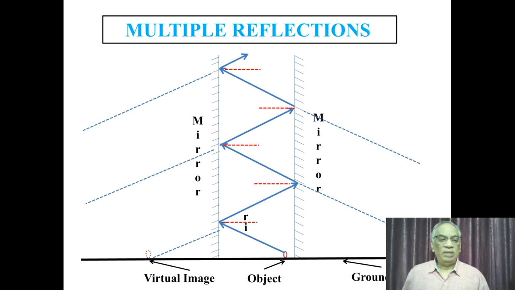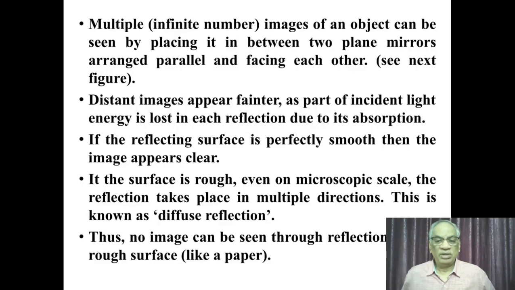As you see, the more distant images look fainter, because part of the light energy is lost in reflection due to absorption. If the reflecting surface is perfectly smooth, then the image appears clear, otherwise faint. Generally, if the reflecting surface is very smooth, then the image appears very bright.